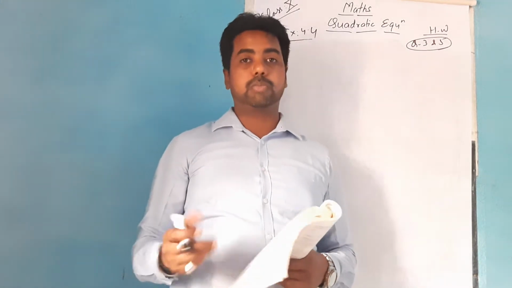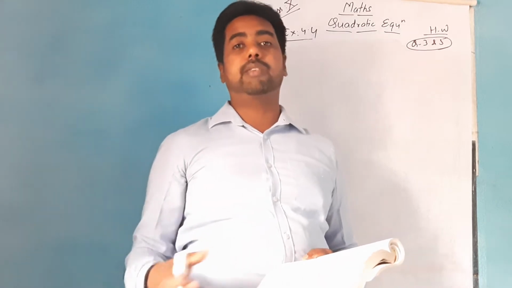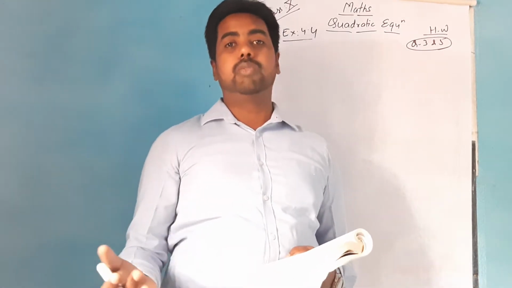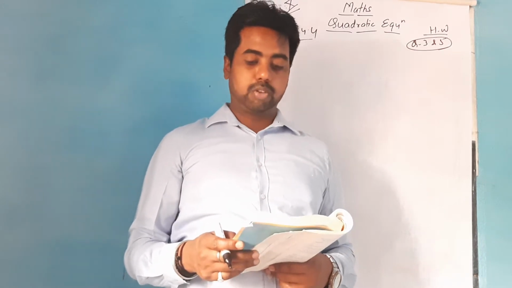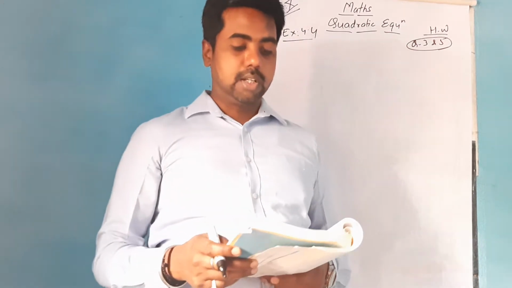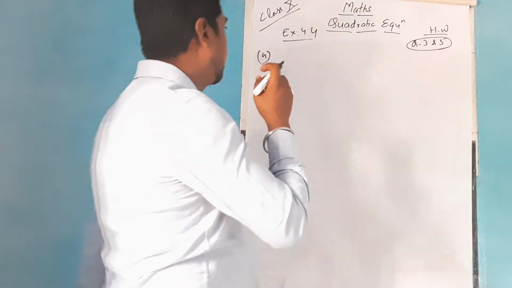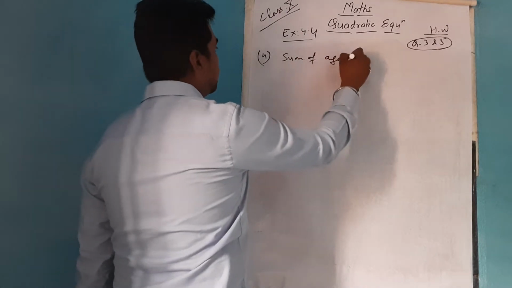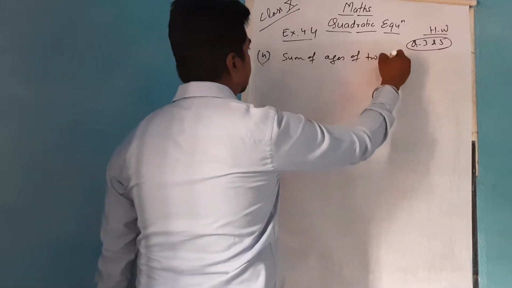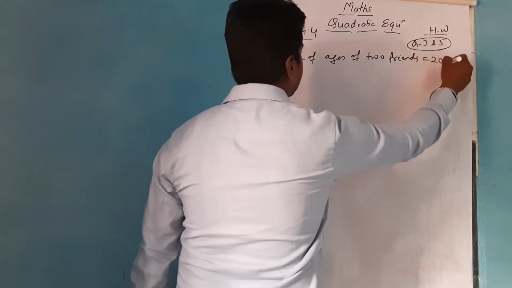Is the following situation possible? It means by forming a quadratic equation and checking whether real values come out, you will decide whether the situation is possible or not. And if possible, determine the present ages. The sum of the ages of two friends is given as 20 years.